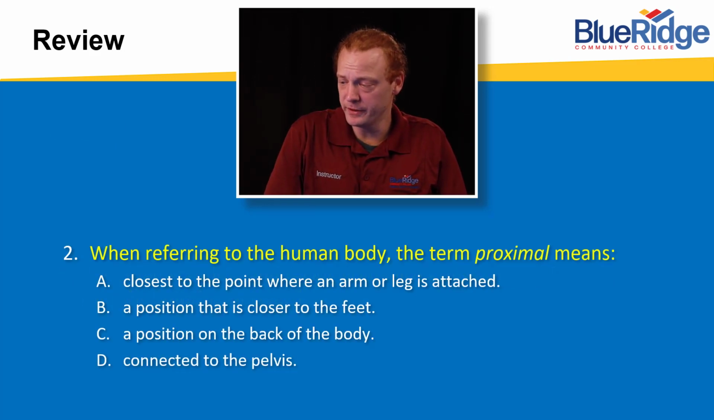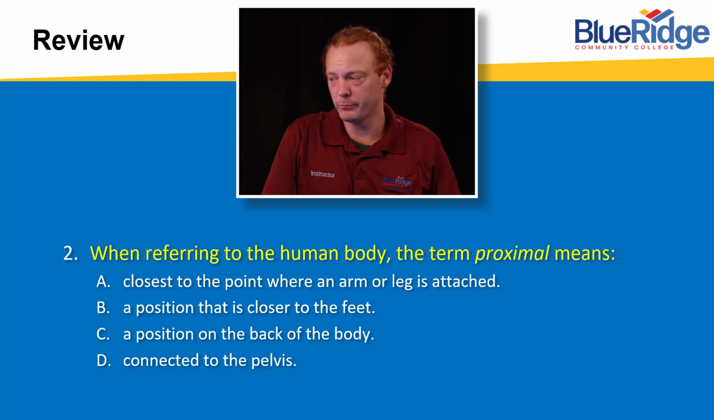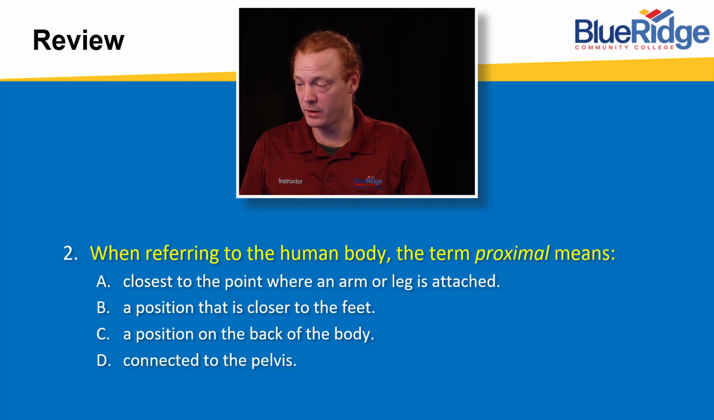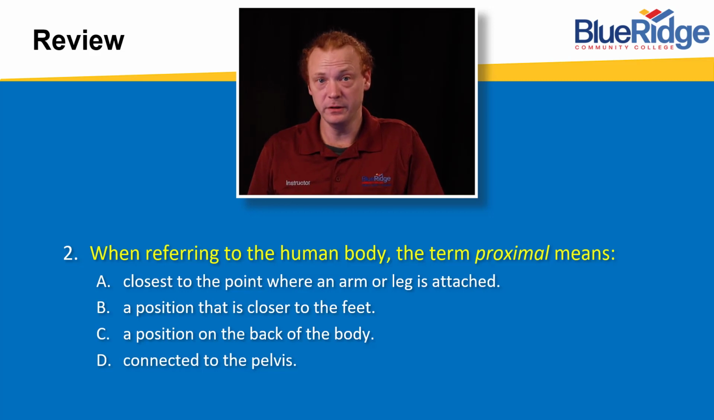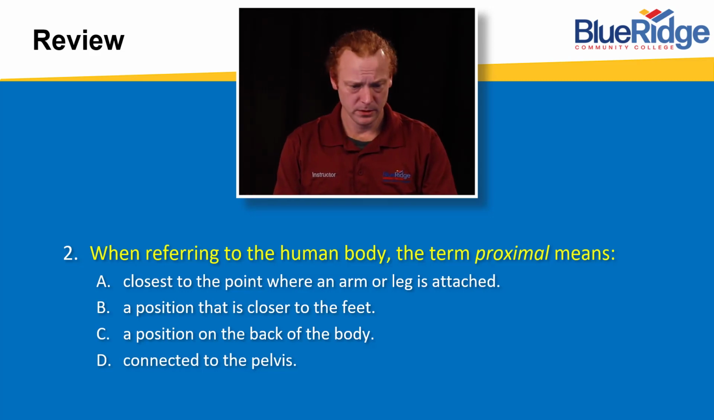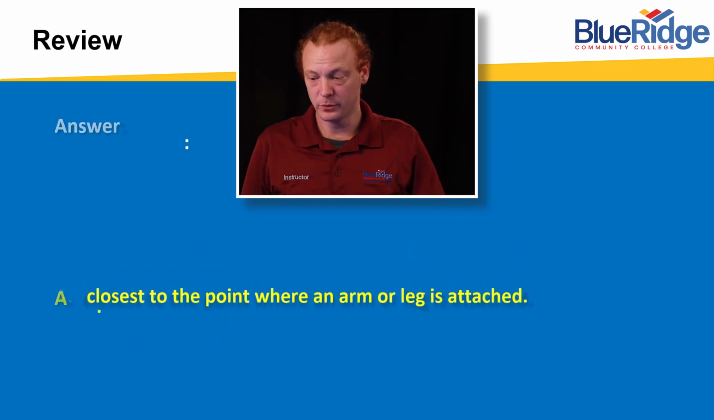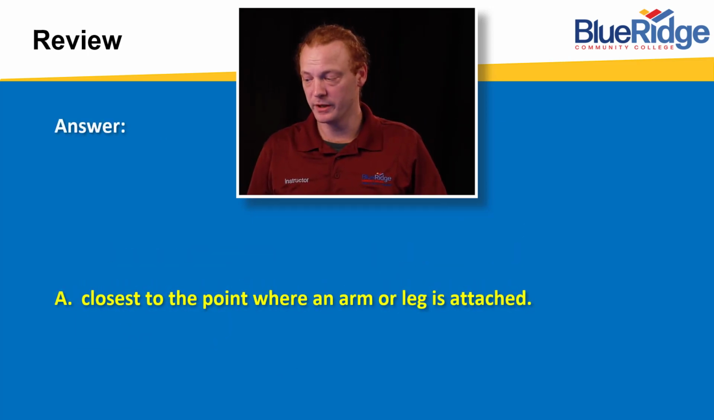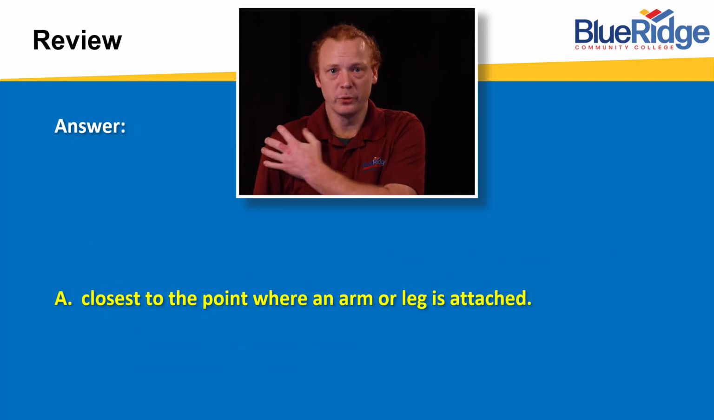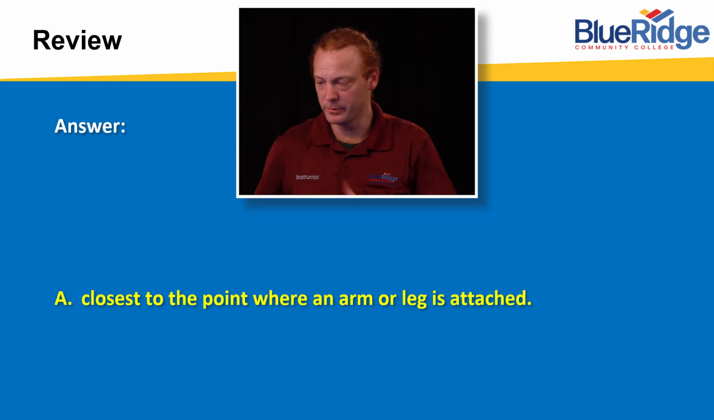Question 2, when referring to the human body, the term proximal means: A, closest to the point where an arm or leg is attached; B, a position that is closer to the feet; C, a position on the back of the body; or D, connected to the pelvis? The correct answer is A, closest to the point where an arm or a leg is attached. So the proximal end of your humerus is going to be up here by your shoulder.